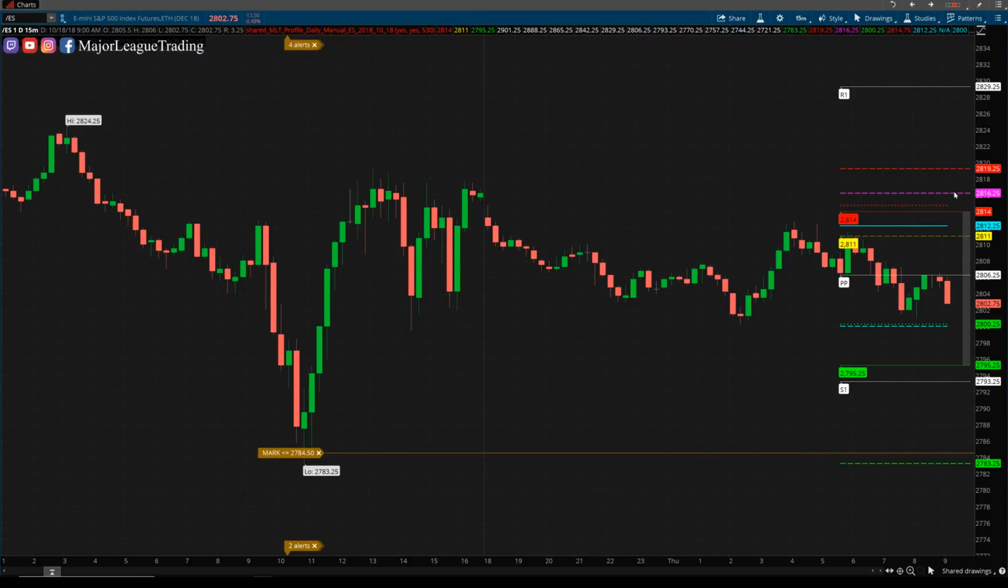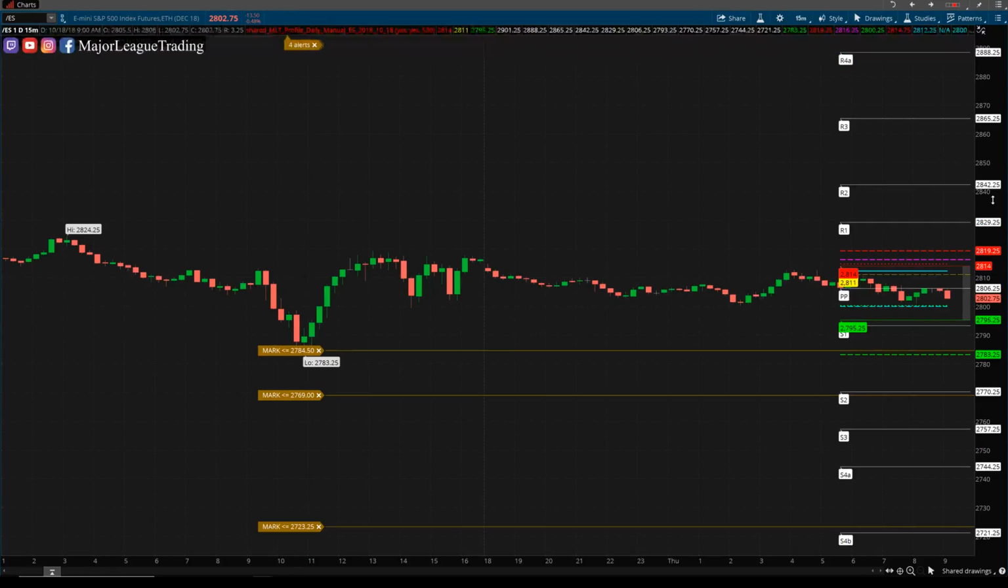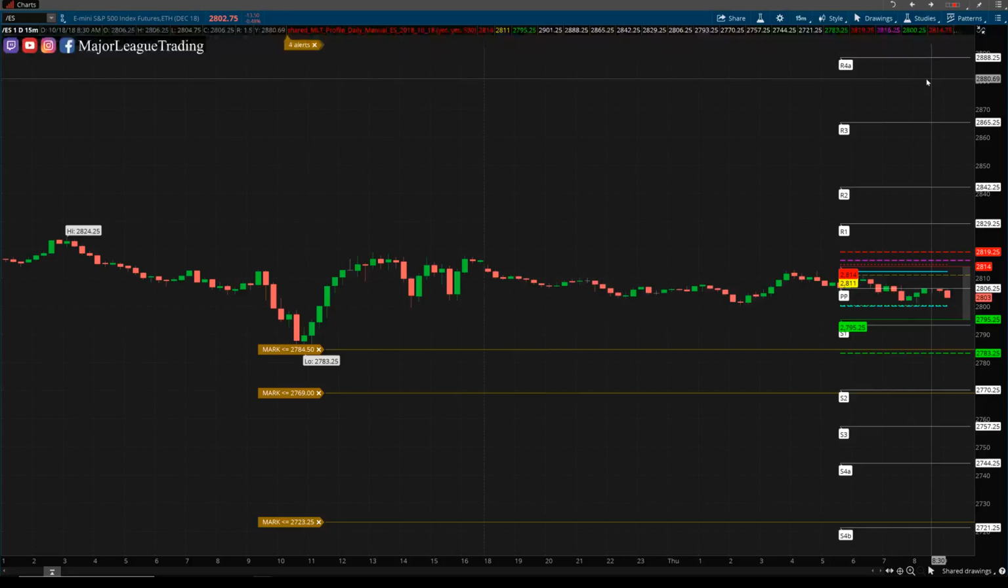Floor trader pivot points, support and resistance levels. R4A all the way up 2888.25. R3 2865.25. R2 2842.25. R1 2829.25. Pivot point 2806.25. S1 2793.25. S2 2770.25. S3 2757.25. And S4A 2744.25.